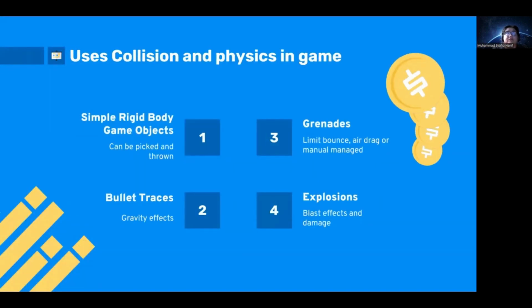Last one is to use collision and physics in games. Okay, there are four of it. First is the use of simple rigid body game objects. Example, sticks and stones, the objects that can be picked and thrown.